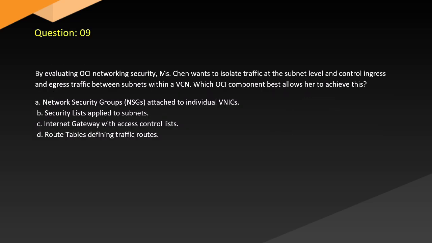Question 9. By evaluating OSI networking security, Ischen wants to isolate traffic at the subnet level and control ingress and egress traffic between subnets within a VCN. Which OSI component best allows her to achieve this? A. Network security groups, NSGs, attached to individual VNICs. B. Security lists applied to subnets. C. Internet gateway with access control lists.